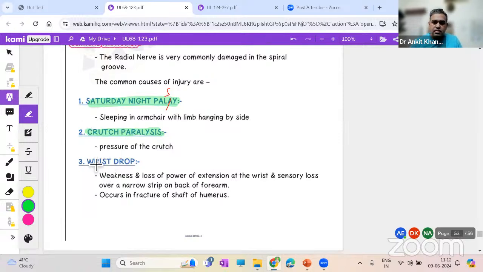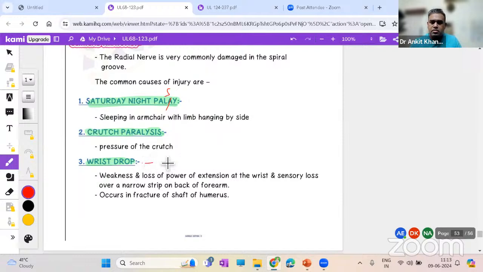Then what actually happens is, as it is supplying all the posterior muscles, the extensors of the forearm, there can be wrist drop, right? So wrist drop will be there, and wrist drop is very problematic for the patient because the patient is not able to do anything. Suppose the wrist is dropped, he's not even able to hold a pen. Even holding a pen, you need to slightly extend the wrist.